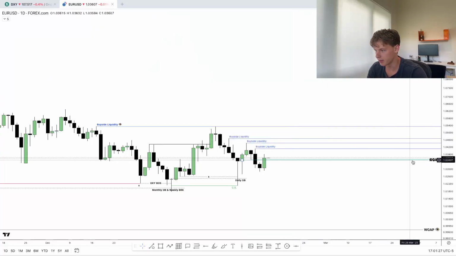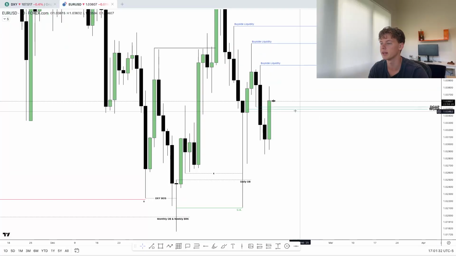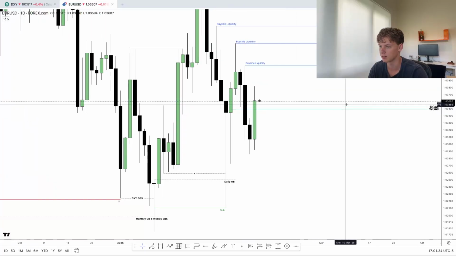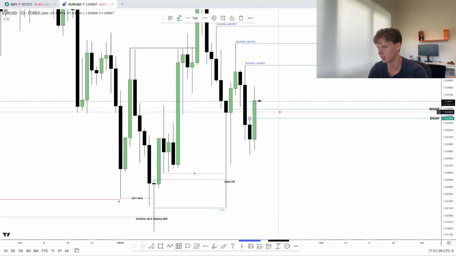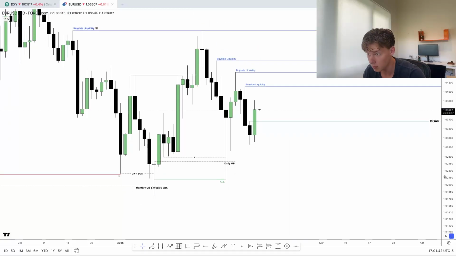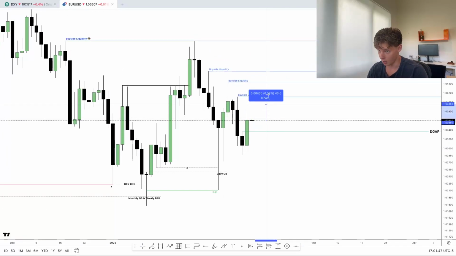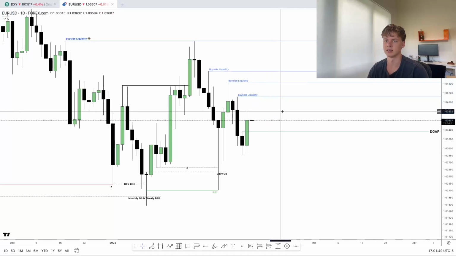And on the daily, we basically had the weekly gap still open. We had this daily gap still open. Now we've printed a nice bullish candle. I can now move this daily gap down here. This weekly gap is no longer relevant. And now I'm looking to continue longing this coming into these highs.